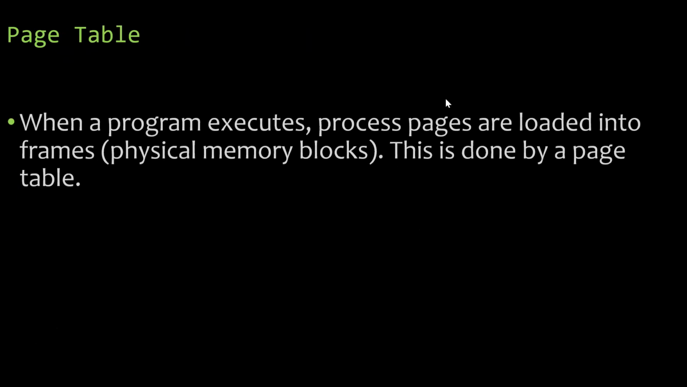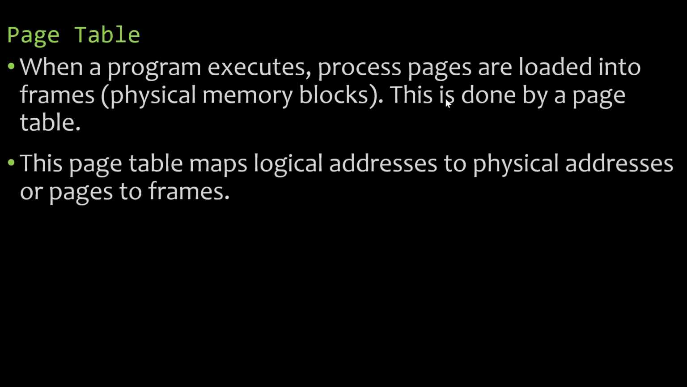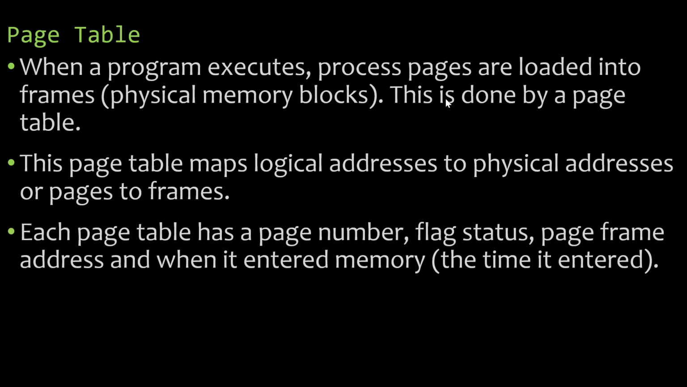Now, there is a page table that goes with paged memory. When a program executes, process pages are loaded into frames. These are the physical memory blocks. And this is done by a page table. I have an example to show you this in just a moment. This page table maps logical addresses to physical addresses, or pages to frames. Each page table has a page number, a flag status, page frame address, and when it entered the memory, the time that it entered the RAM.